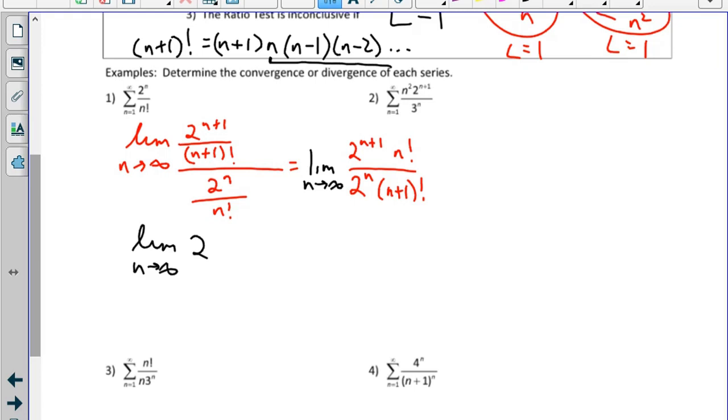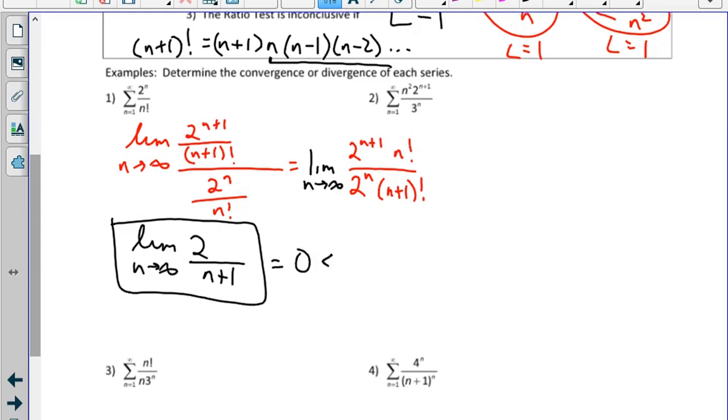So because that's true, when I have n factorial and n plus 1 factorial, everything from n and beyond cancels out, so I'm just left with n plus 1 in the denominator. So if I take a look at this, the limit as n approaches infinity of 2 over n plus 1 is equal to 0, which is less than 1, which is my L. So because that's true, this converges absolutely.